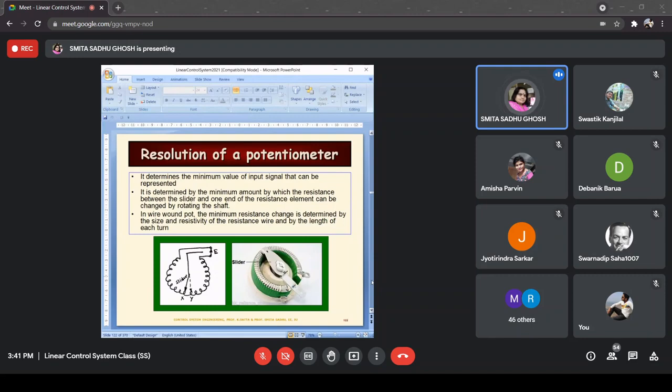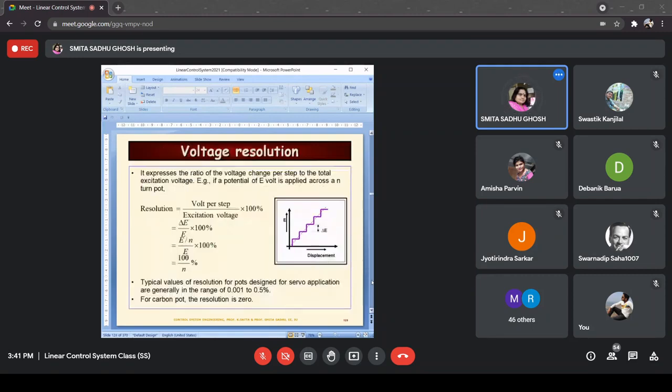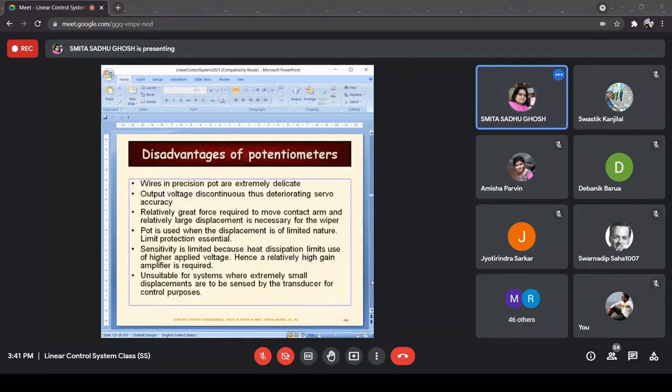So that is a limitation or disadvantage that we would be having. Relatively great force is required because we want a good contact, obviously. But in that case, a large amount of force is required.